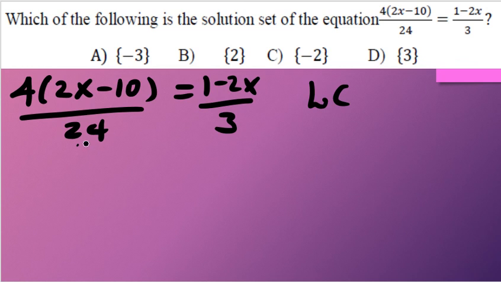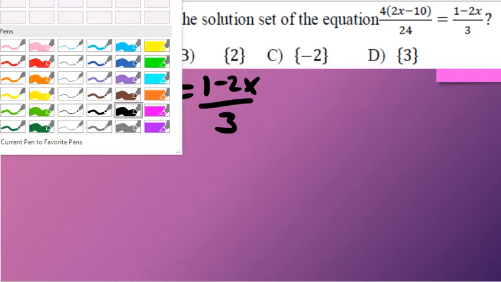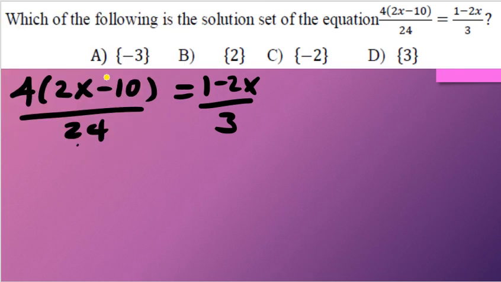The denominator, the first one 24 and the second one 3. What is the least common multiple of 24 and 3? It's 24, obviously, because 24 itself is a multiple of 3. So the LCM of the denominator will be 24. So always multiply by the LCM both sides. What do I mean? You can multiply this side by 24 and this side also by 24. Then what will happen? Let us see.